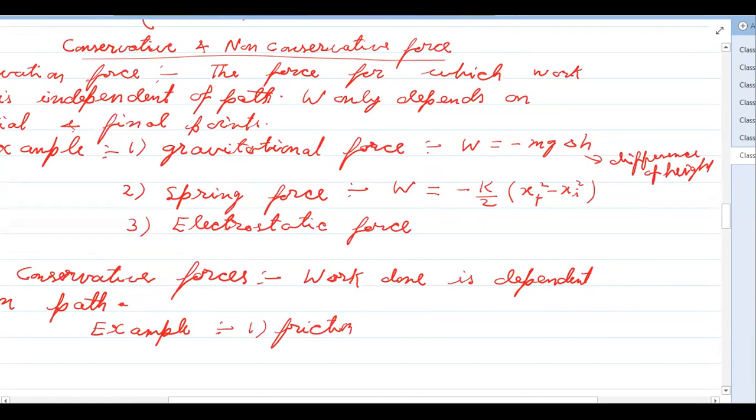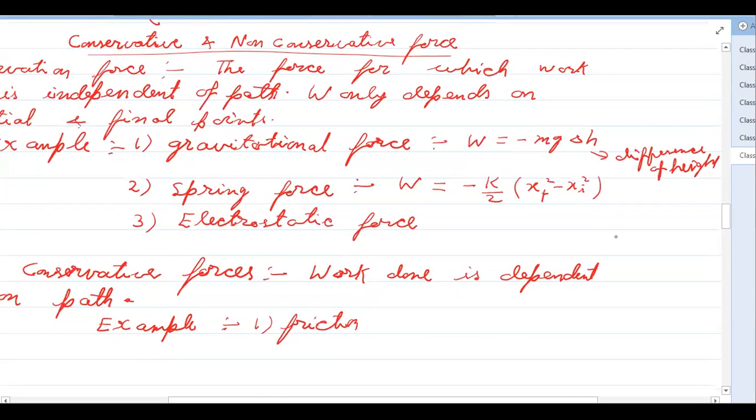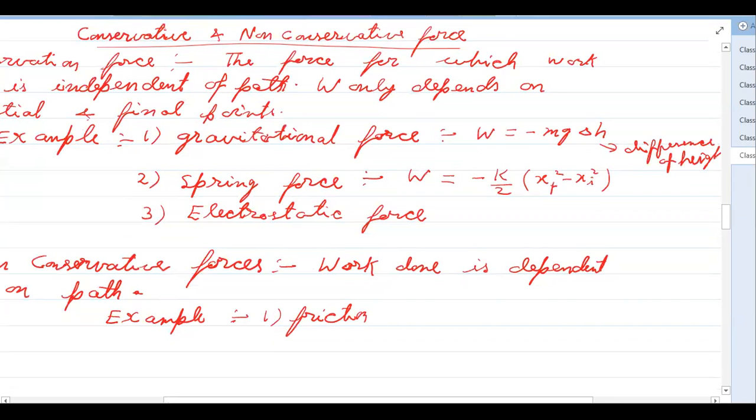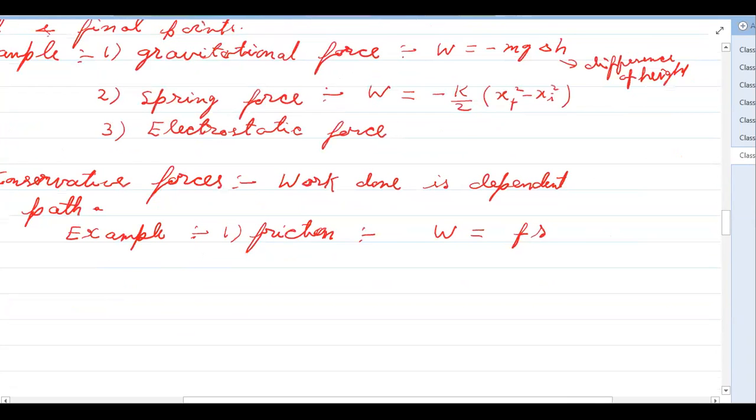But if you consider friction, the work done is friction into s, where s is not the difference in the final and initial position, but s is the length of the path traveled, the distance traveled. Okay, so that we showed in the last class, that for friction the work done is path dependent. Similarly, we can have other forces which are non-conservative.